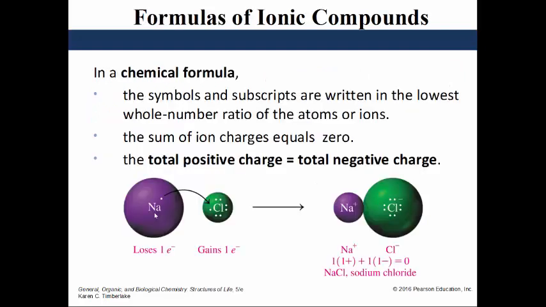Now we'll move on to the formulas for ionic compounds. In a chemical formula, the symbols and the subscripts are written in the lowest whole number ratio of the atoms or the ions. The sum of the charges needs to be 0. The number of positive charges will equal the total number of negative charges, so they can balance out. For the example we just talked about, sodium chloride, the sodium will lose its one outermost electron to fill out chlorine's outermost shell. By doing so, the sodium side of this compound has a +1 charge, the chloride side has a -1 charge, so those added together balance out for a net charge of 0. So sodium chloride is a neutral compound.